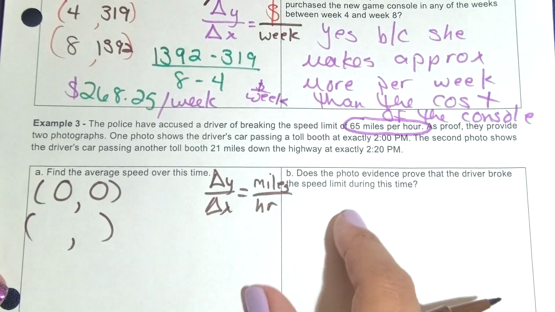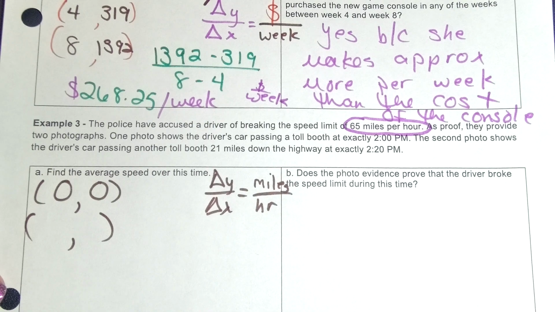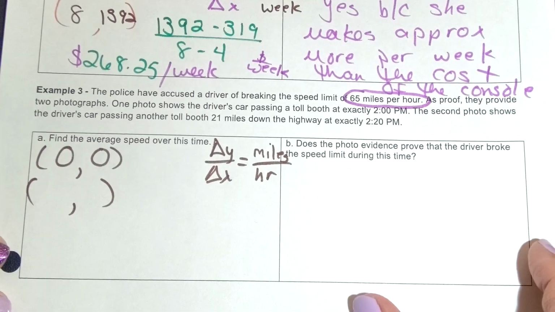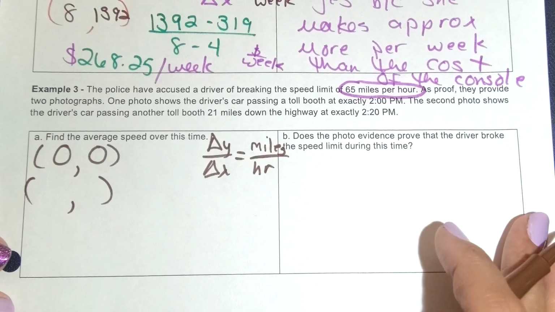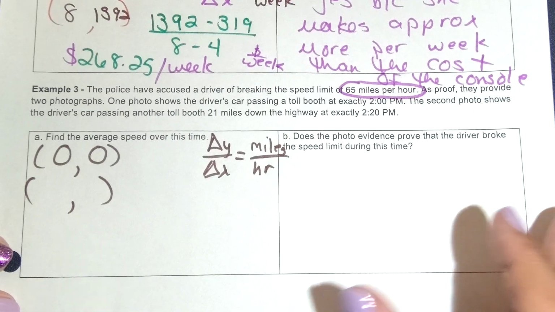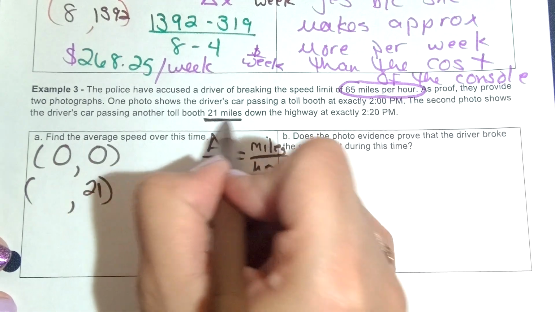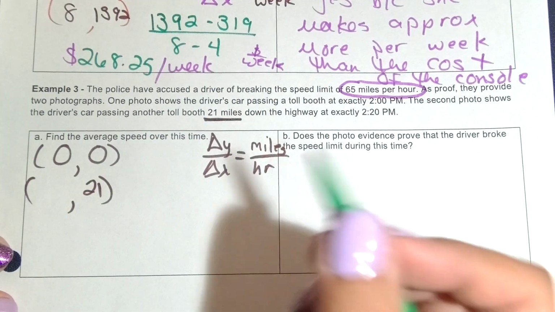Okay. Next thing. We need to create the next coordinate. What is the next coordinate? Or give me one of the things in the coordinate. 21. Where does that go? In the y. Why does it go in the y? Because of the miles. Okay, good. Now what do we need then?